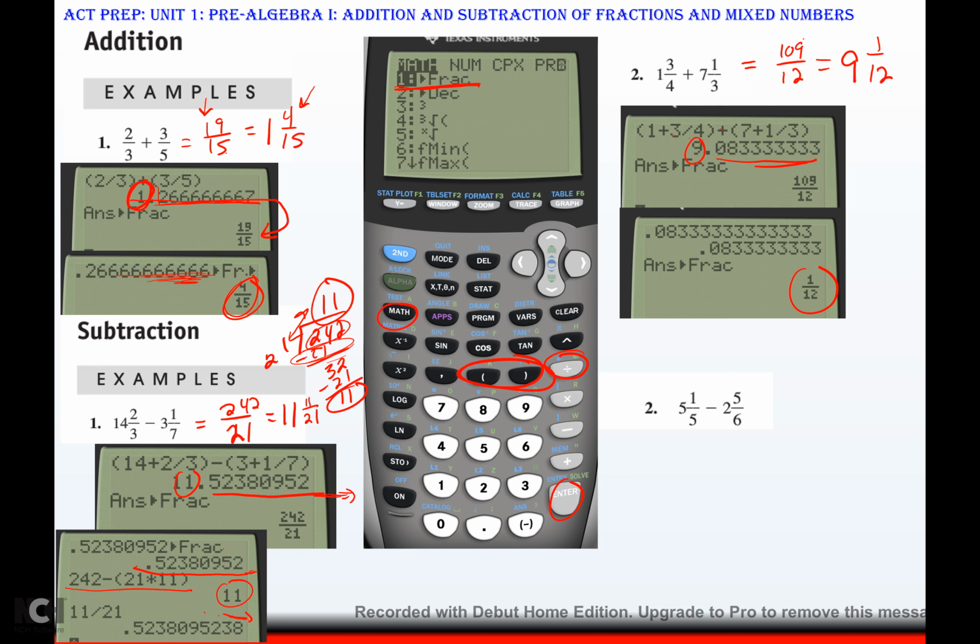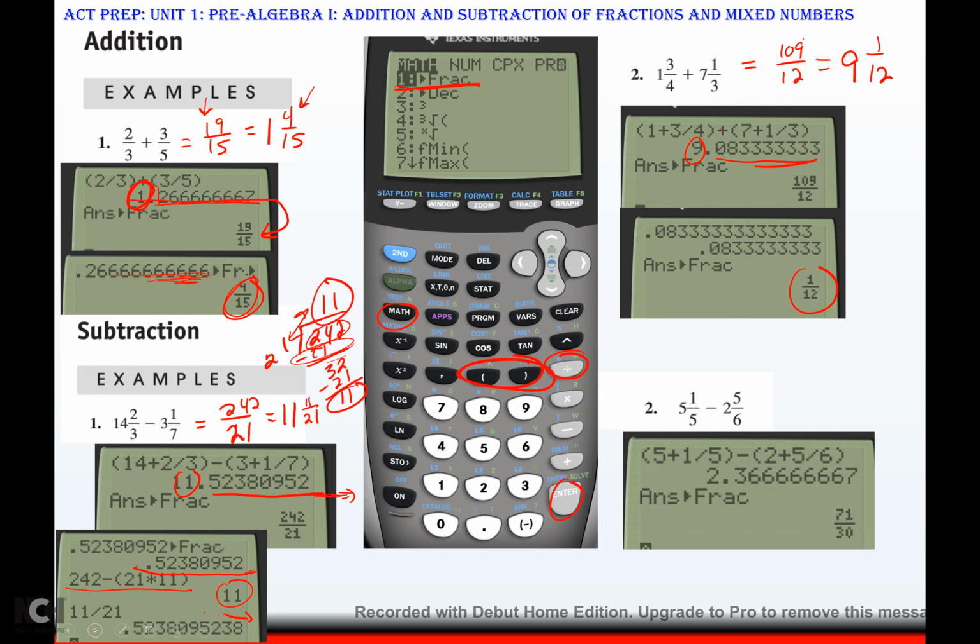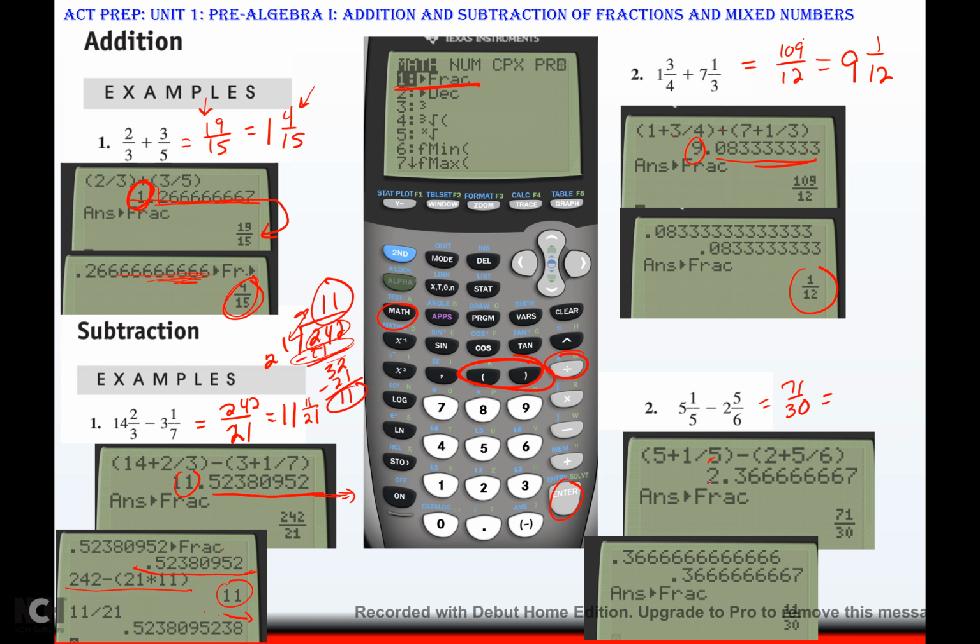Okay? And the next one, if I type 5 plus 1/5 minus 2 and 5/6, I get 2.36 repeating. If I turn that into a fraction, I get 71 over 30. And that would be 2 whole times. And I tried typing 0.36 repeating in, and it gave me the fraction 11 over 30. So it's 2 and 11 over 30.